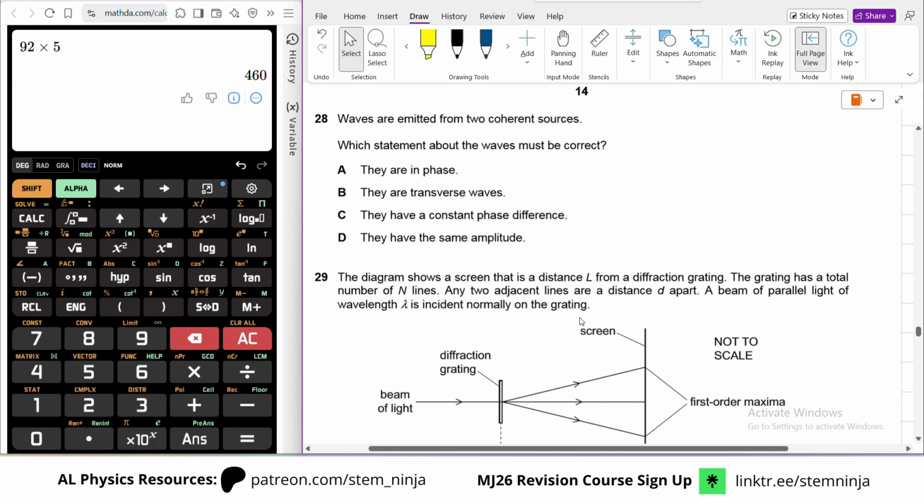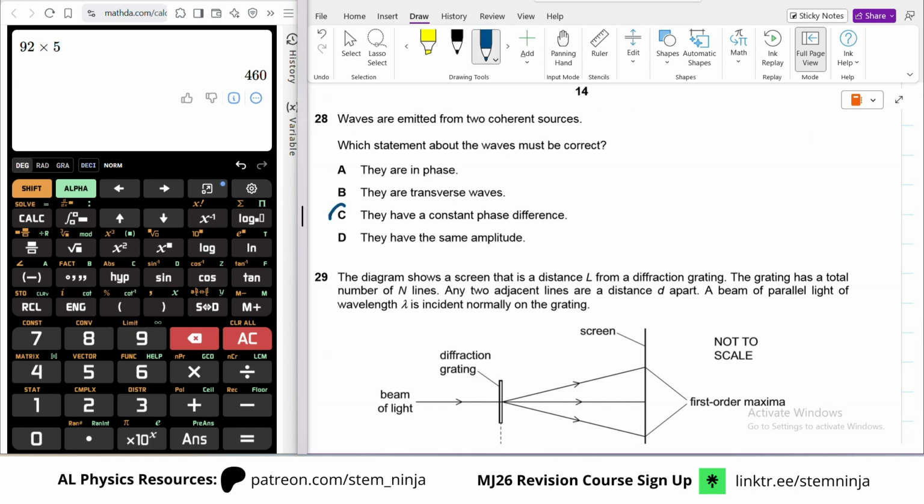Waves are emitted from 2 coherent sources. Which statement about the waves must be correct? They have a constant phase difference.